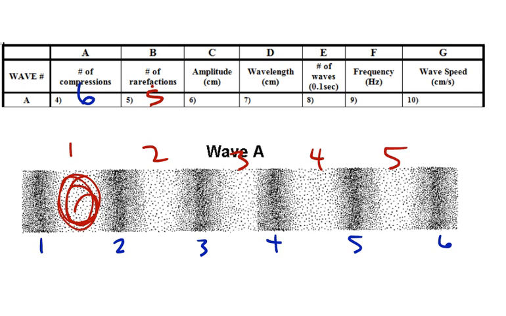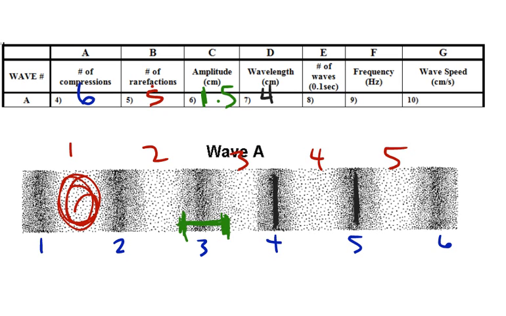So for the amplitude, you measure the width of a compression. You would measure the distance from one end of the compression to the other. And this one I think is probably about 1.5 centimeters. And then for wavelength, the most obvious would be the middle of a compression to the middle of a compression. And it's probably about 4 centimeters.